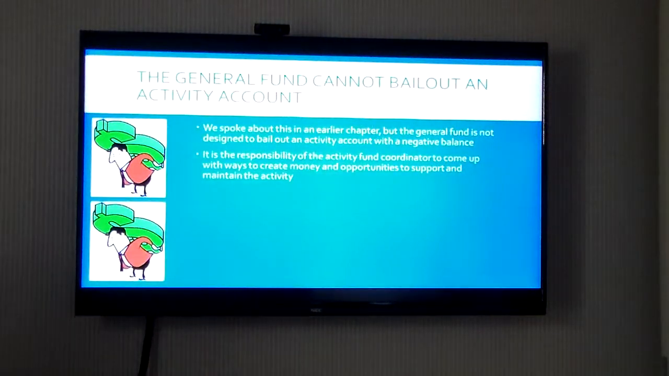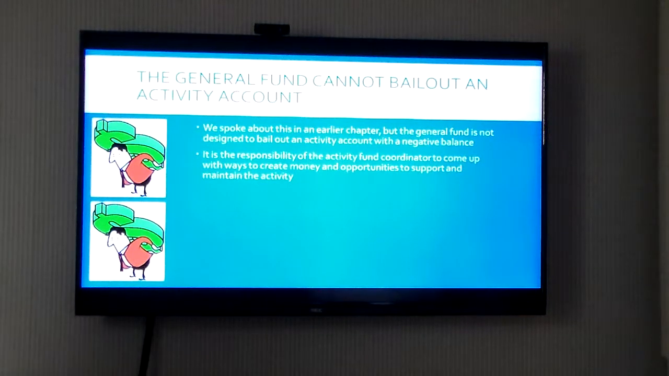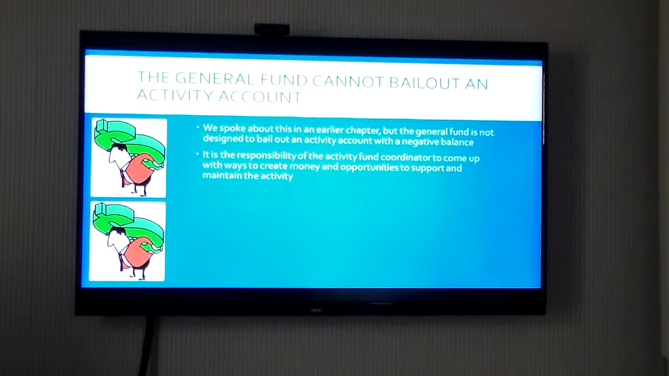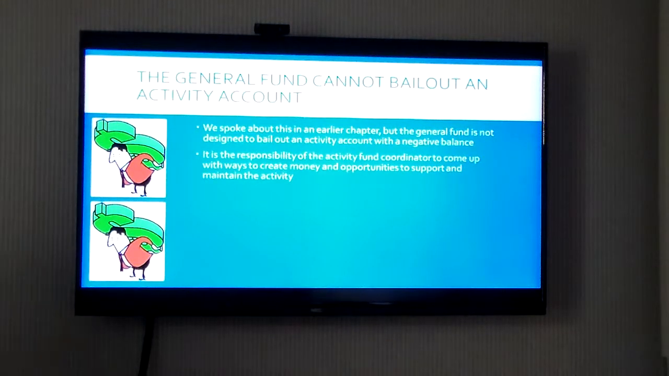So the general fund can't be used to bail out an activity account with a negative balance. If the activity fund runs out of money, then the sponsor and the building principal have to find a way to support or maintain the activity, or they can just let it go.